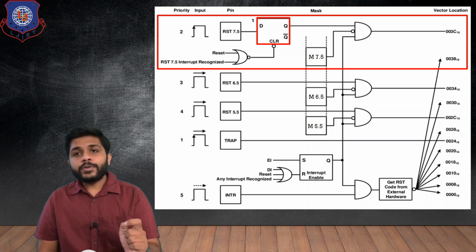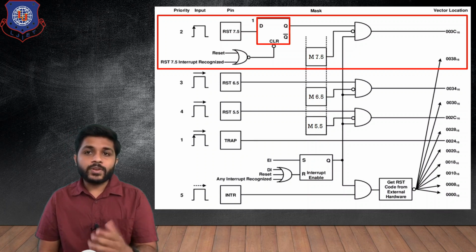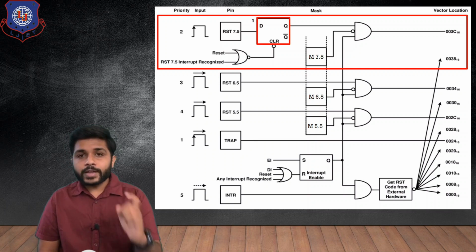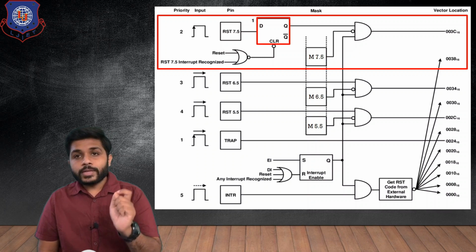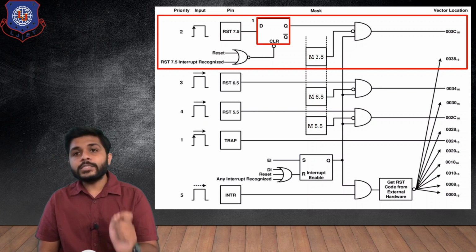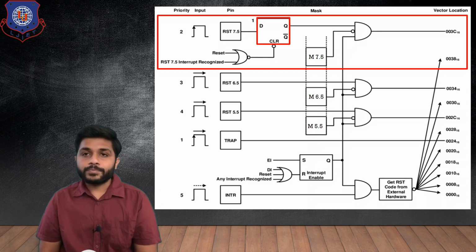Because the RST 7.5 interrupt is edge trigger, there is a high chance that the processor will miss that interrupt. Because in a fraction of time, if the processor is not able to receive this interrupt, it will be lost. So that is the reason we have connected this RST 7.5 pin to the D flip-flop. So whenever there is a spike, this interrupt will be stored in the D flip-flop.